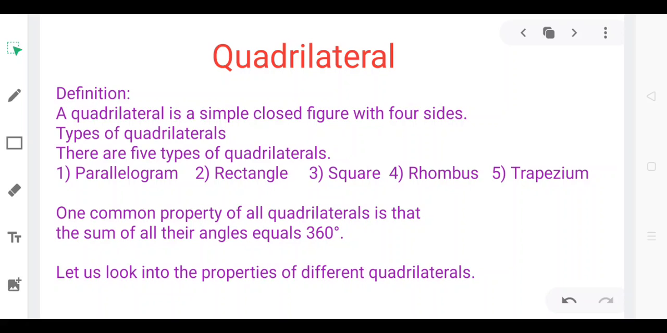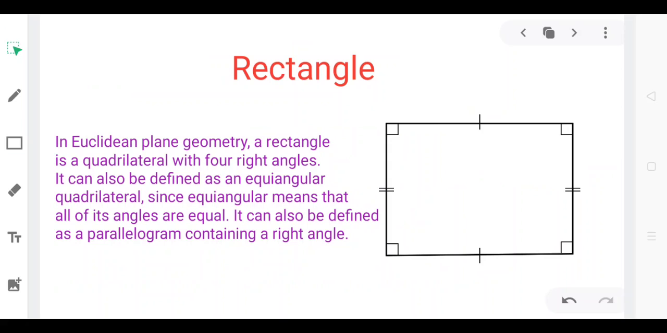Types of quadrilaterals. There are 5 types of quadrilaterals which have 4 sides. First one is parallelogram. Second, rectangle. Third, square. Fourth is rhombus. And the last one is trapezium. One common property of all quadrilaterals is that the sum of all their angles is equal to 360 degrees. Now let us look into the properties of different quadrilaterals one by one. So let's get started.